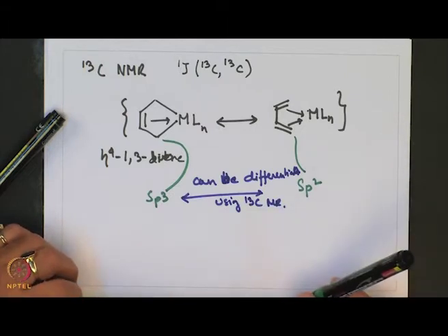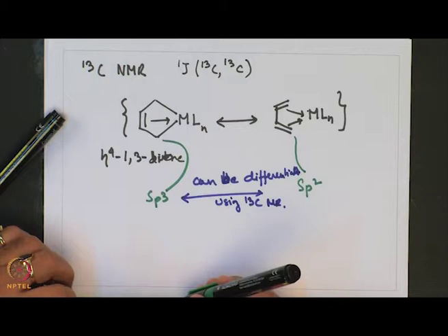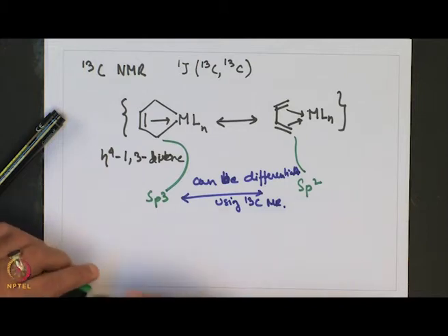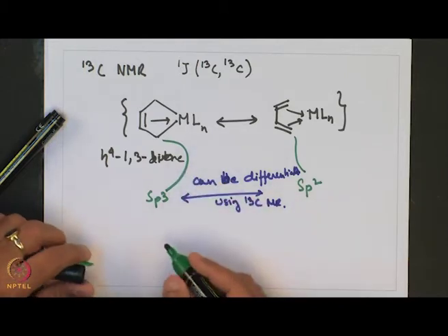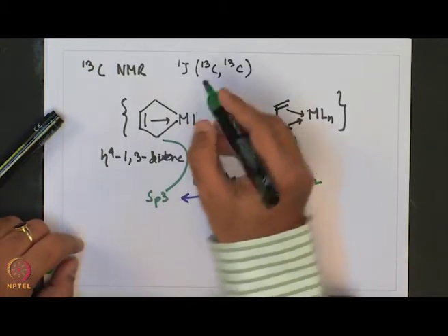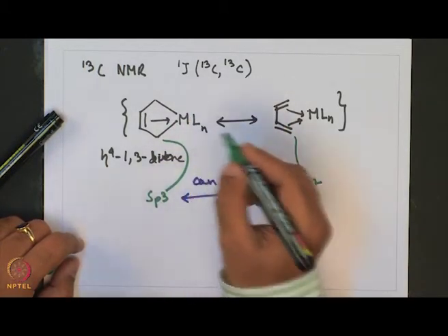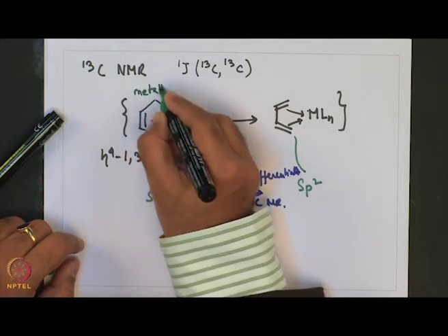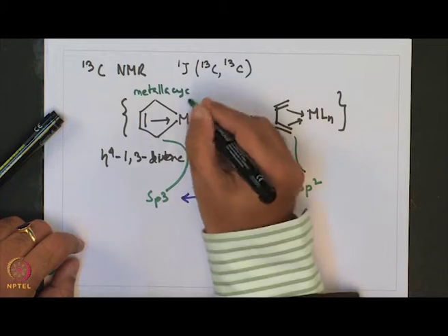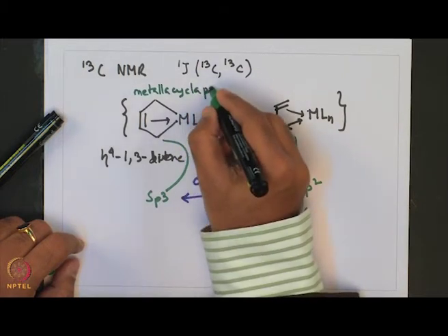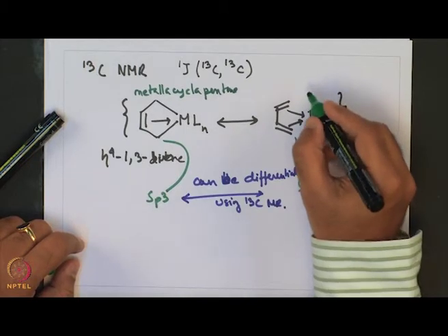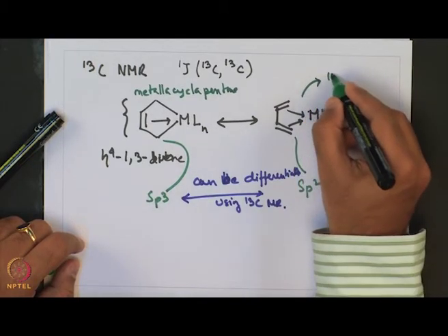Also, the late transition metal is designated as a pi complex, whereas the early transition metal is designated as a metallocyclopentene. So, this structure is called metallocyclopentene, similar to the metallocyclopropene that we had seen. And this other one is just called simply a pi complex.